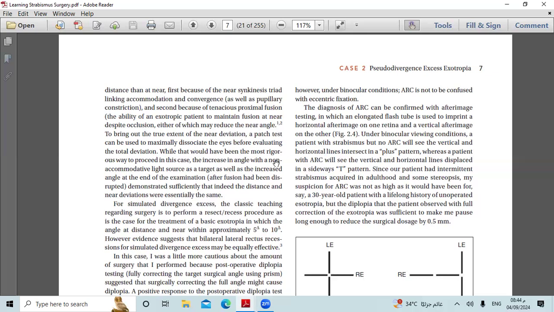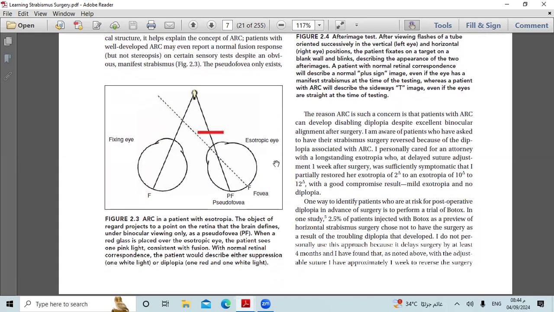But the diplopia that the patient observed with full correction of the exotropia was sufficient to make me pause long enough to reduce the surgical dosage by 0.5 millimeters. The reason ARC is such a concern is that patients with ARC can develop disabling diplopia despite excellent binocular alignment after surgery.